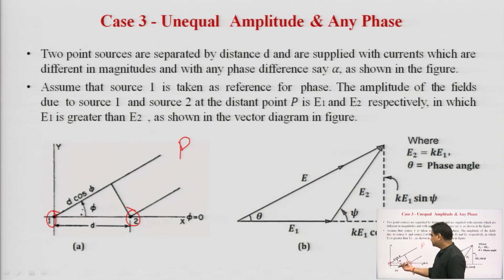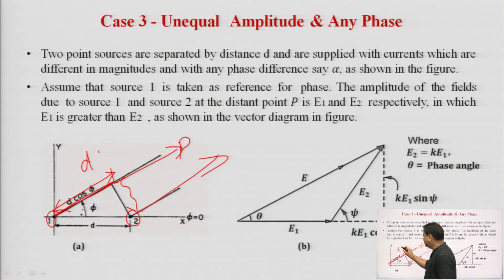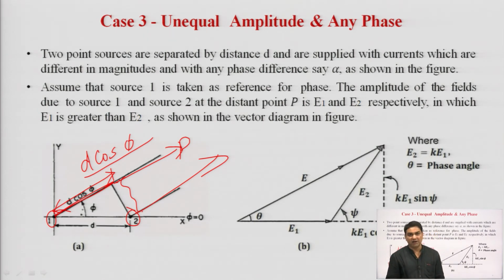So, simply the path difference is like this. The lines going to the distant point P are the same, but the path difference is only this one, and this path difference is equal to d cos phi. When this is the path difference, the phase difference can be calculated as k d cos phi. This is the phase difference k d cos phi.